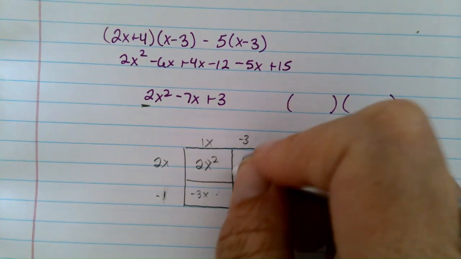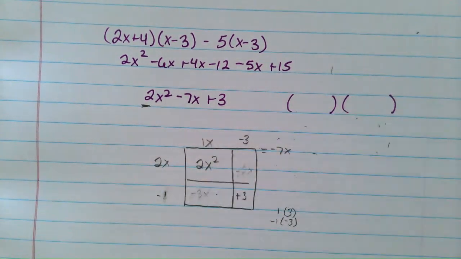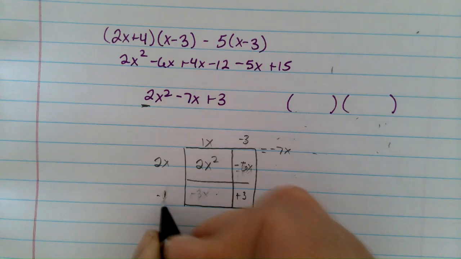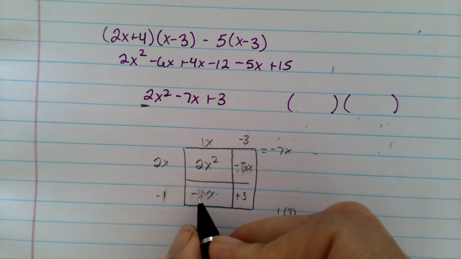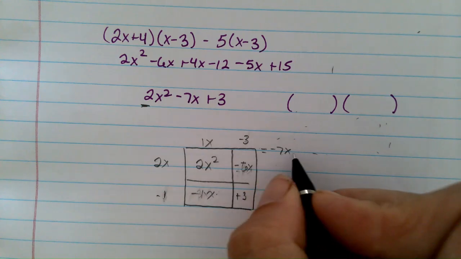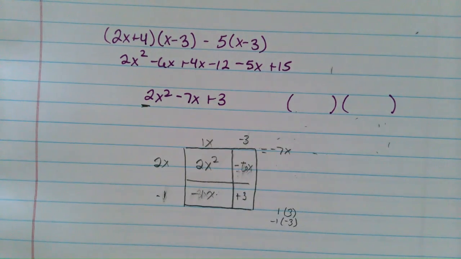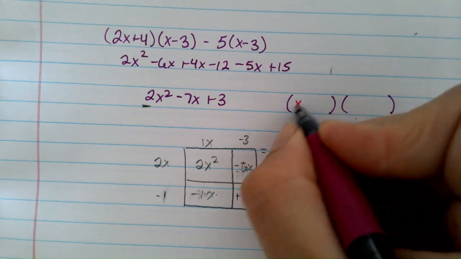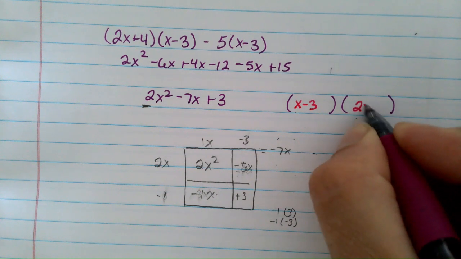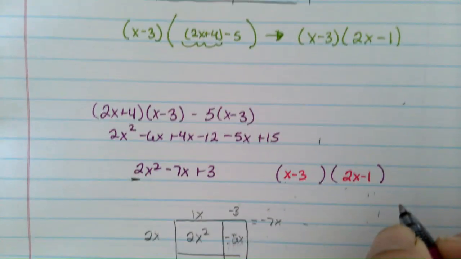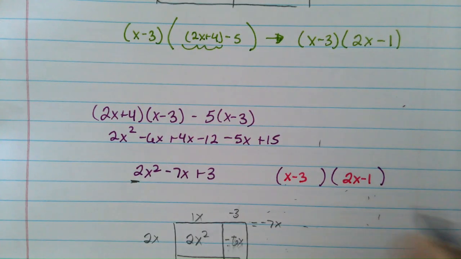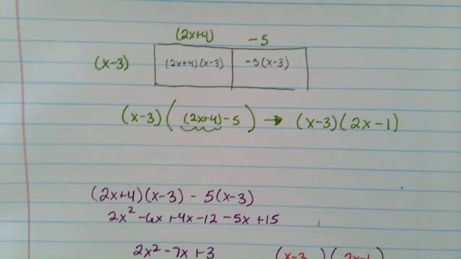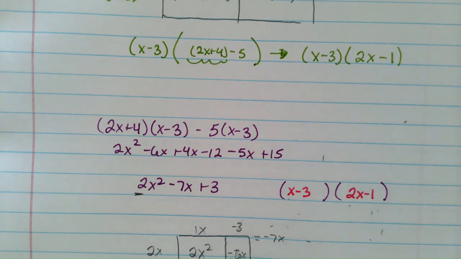So how did that affect what goes inside the boxes? Well, now negative 3 times 2 is negative 6, and 1 times negative 1 is negative 1. Now, negative 1x minus 6x is negative 7x. So I can say my length, quote unquote length, right, is x minus 3, and my width is 2x minus 1. And I was able to get to that same thing. Now, had I just done the GCF, it was faster, but I didn't.